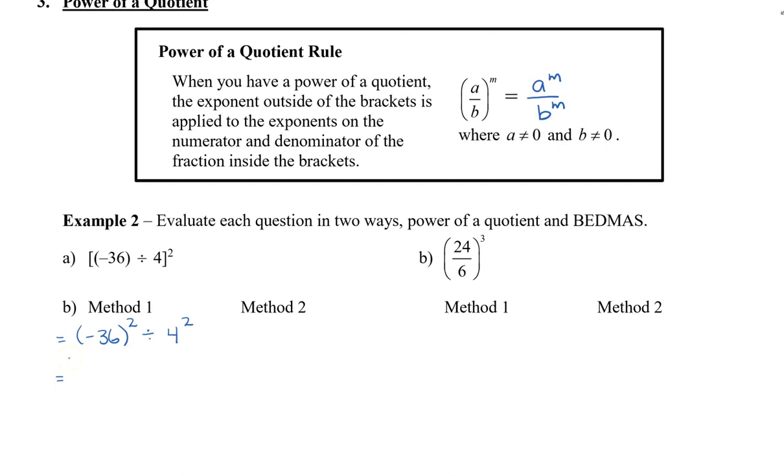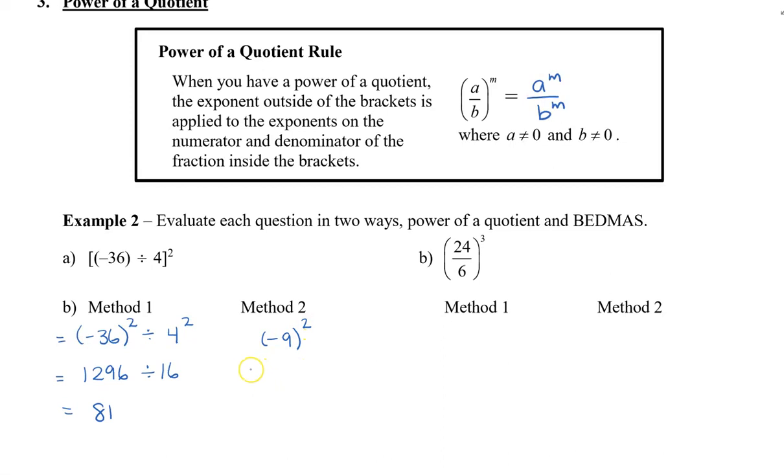our calculator, and we get 1,296. Remember, it's going to be positive because we have negative times negative, and that's divided by 16. And again, we'll go to our calculator, or you can do some long division, and we get 81. All right, let's try method 2. Method 2 is to do our order of operations. So we're going to do the negative 36 divided by 4 first, and here we get negative 9. And then that's going to be squared.